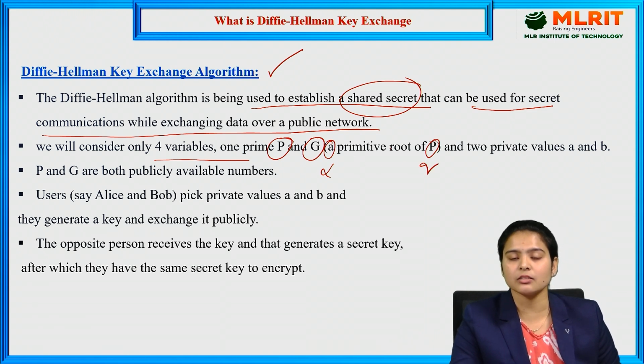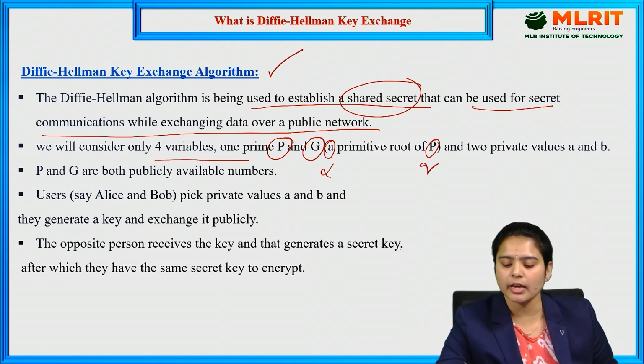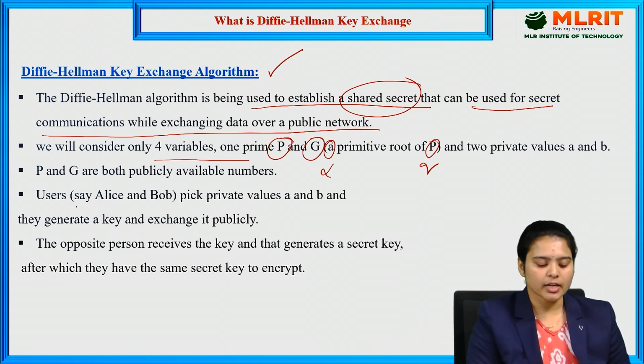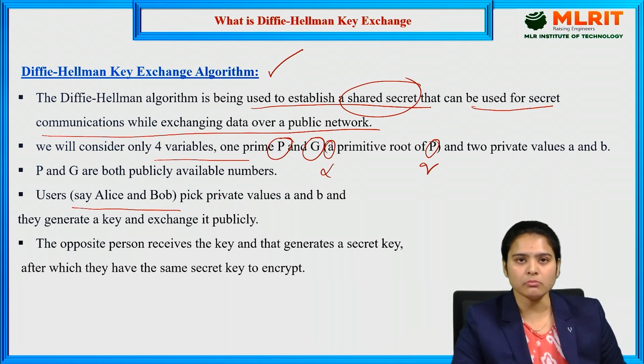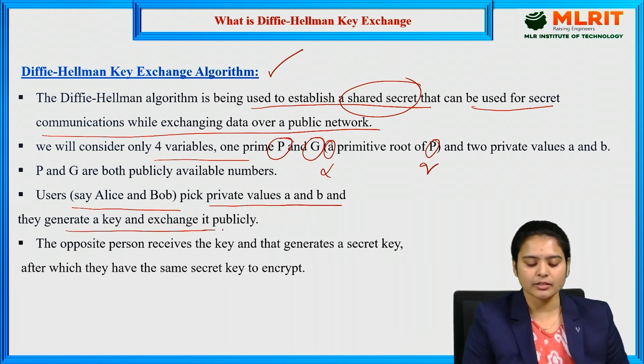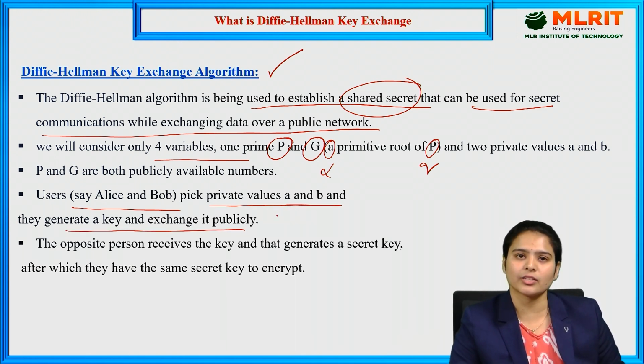So alpha should be a primitive root of Q, such that the values will be A and B. So here I am taking the users Alice and Bob. Here I took the private values of A and B, so that they can generate a key and exchange it publicly, not privately.